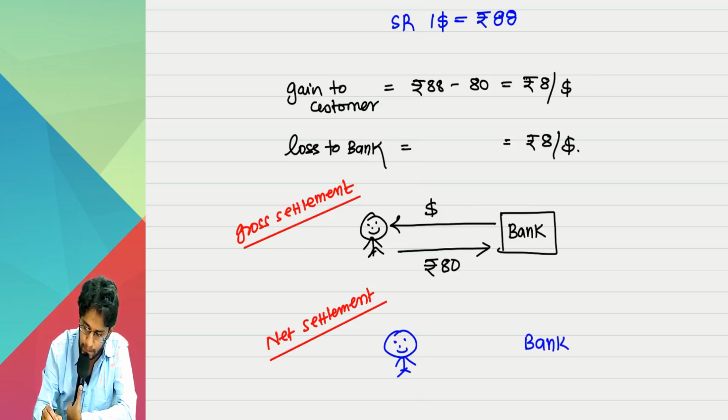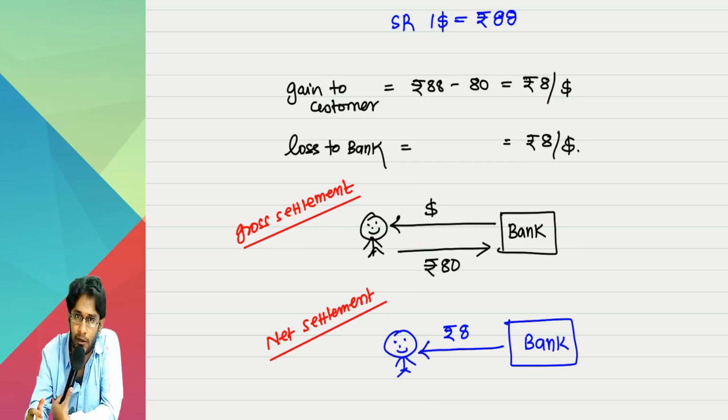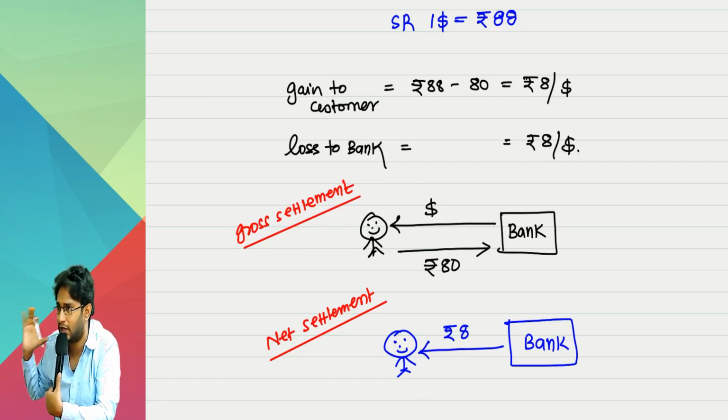So in that case, the bank will nicely pay and the customer will receive rupees 8. Whether you do gross settlement or net settlement, anyway, the customer is gaining, the banker is losing. Our points are not going to change. The amount of gain and the amount of loss are also not going to change. It's just a matter of settlement.